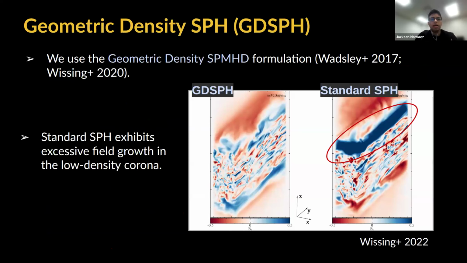So, well, another difference with respect to 1 year ago is that we modified the SPH scheme to include the geometric density formulation in the magnetic terms. This is because in previous local simulations, standard SPH developed these strong magnetic fields, especially in low density regions of the disk, as is the case here, the corona of the disk, which are not observed in GDSPH. So because of this, we just decided to move ahead with GDSPH.